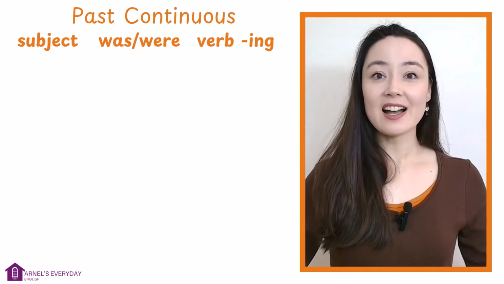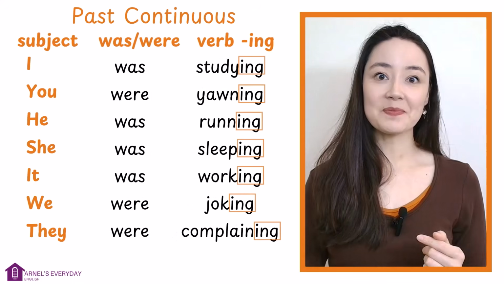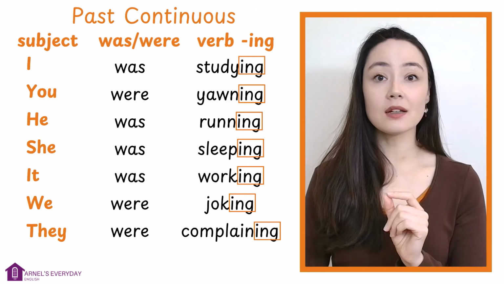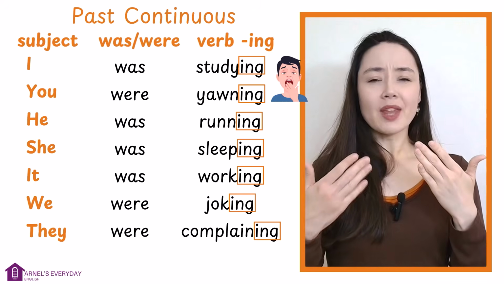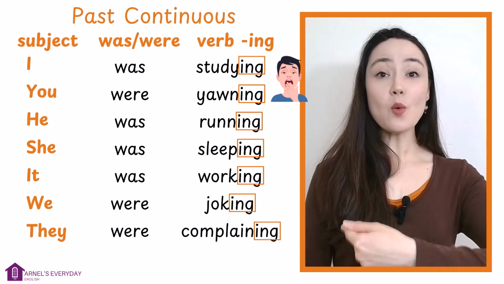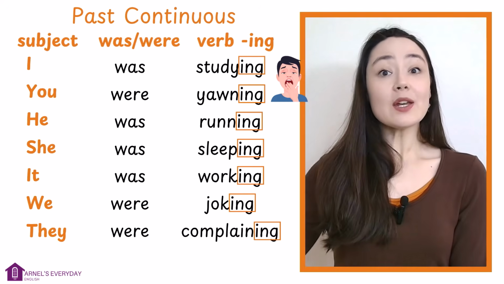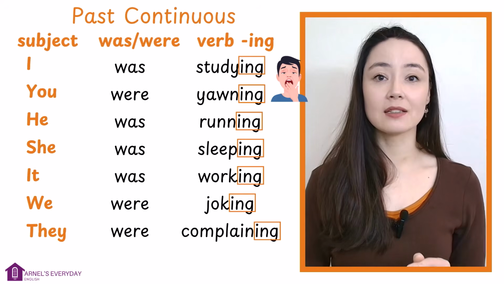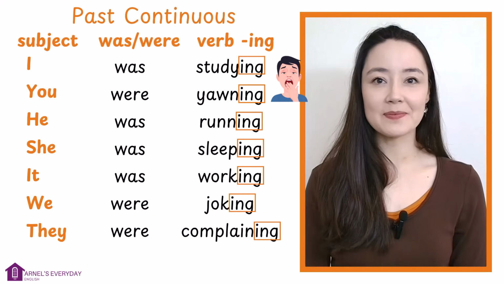Grammar basics. Subject, was or were plus verb-ing. I was studying, you were yawning. Yawn is when you do that. That's yawning. He was running. She was sleeping. It was working. We were joking. They were complaining. You can see you can really use any -ing verb.